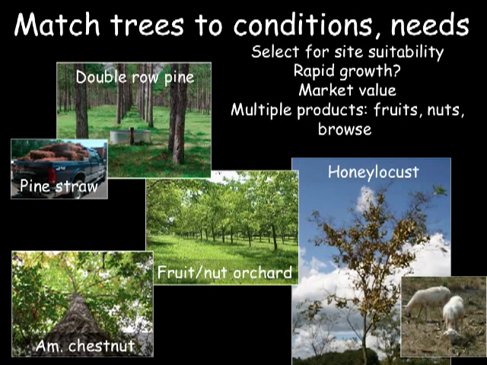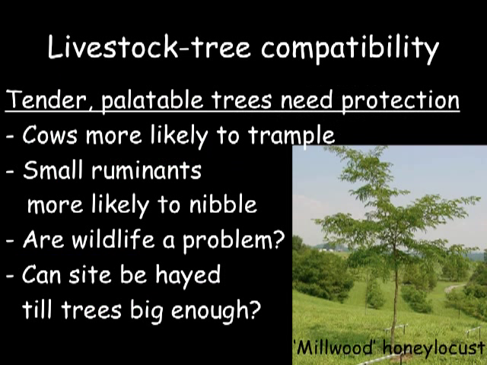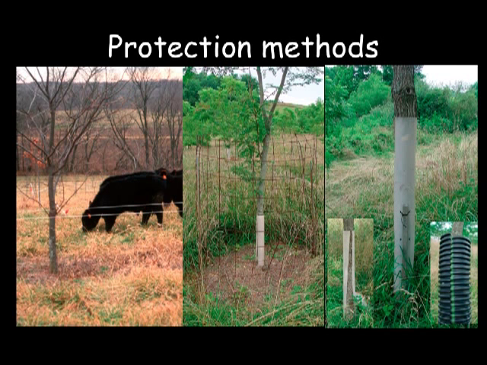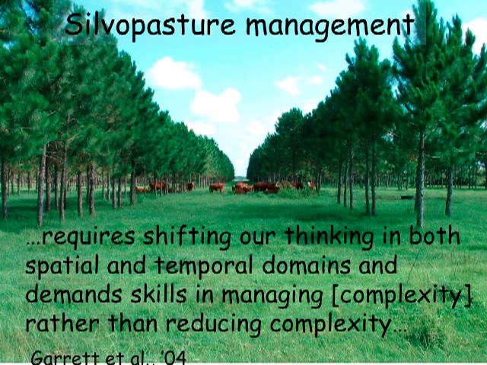This tree has already dropped its leaves and it's full of pods. Some of our early evidence suggests that's worth about $150 an acre in terms of the nutritional value of those pods. We've compared that with corn, and it comes out very favorably with whole ear corn. There are other issues in terms of livestock and tree compatibility, and we can talk about that later perhaps, and some of the protection methods that are needed.